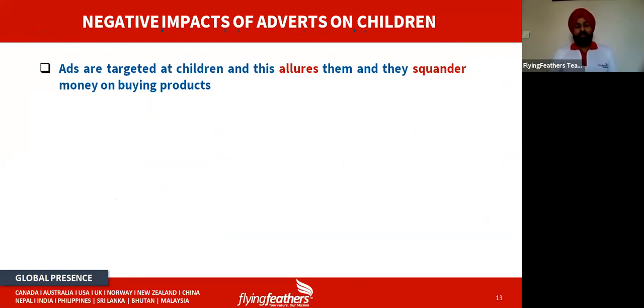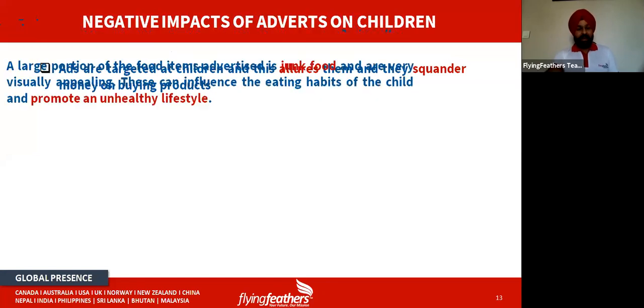Last part is that we have to discuss the negative impacts of advertisements. So the negative impacts: we know they attract. They allure, meaning again they attract children, and squander, and due to this they squander money on buying the products. Squander means to waste something in a foolish way. That is the meaning of squander. To waste something in a foolish way means they waste money without thinking, to purchase any product, right?